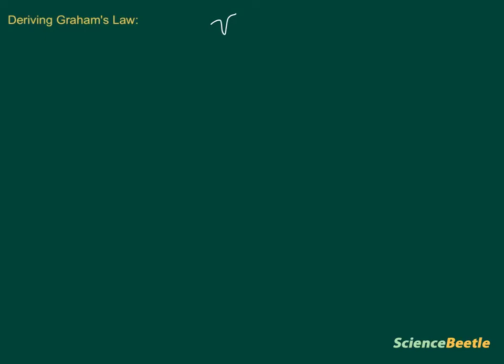So we've got the velocity of the first particle. It's going to be divided by the velocity of the second particle, and this is going to be equal to the square root of the mass of the second particle divided by the mass of the first. And so let's show you how we actually got this.